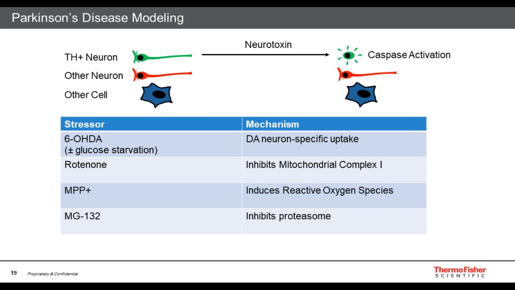A number of compounds are frequently used for inducing this phenotype in animals or in culture, including 6-hydroxydopamine, which is specifically taken up by DA neurons, rotenone, which inhibits mitochondrial complex 1, MPP+, which is a toxic metabolite of MPTP and induces reactive oxygen species, or MG132, which inhibits the proteasome. That's just a few among many compounds that are frequently used. I'm going to show you a bit of data using rotenone as our stressor.